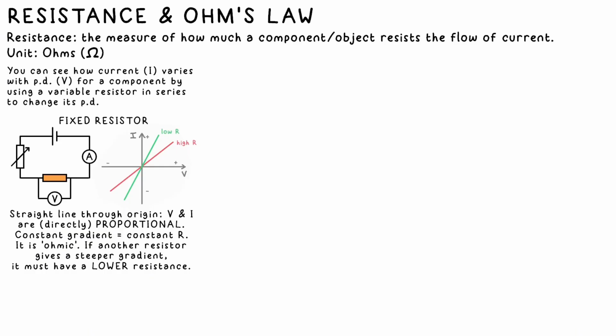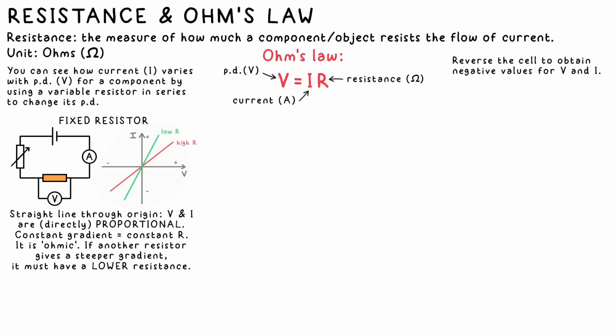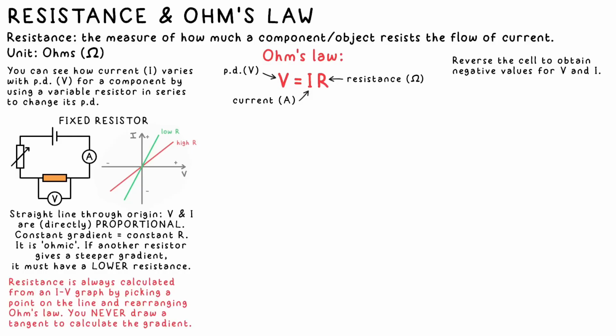The equation for resistance is Ohm's law. V equals IR. That's PD in volts equals current in amps times resistance in ohms. That's the unit for resistance. We can get the resistance of a component from an IV graph like this by just picking a point on the line and rearranging Ohm's law. So R is equal to V over I. For a resistor, you'll end up with the same answer no matter what point you pick.